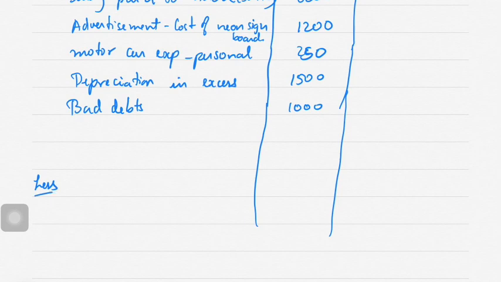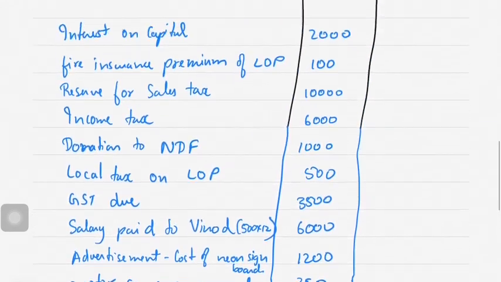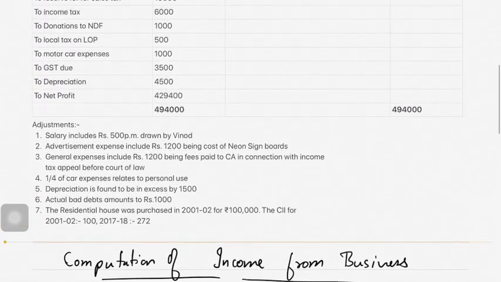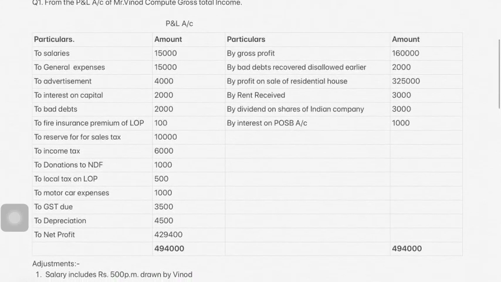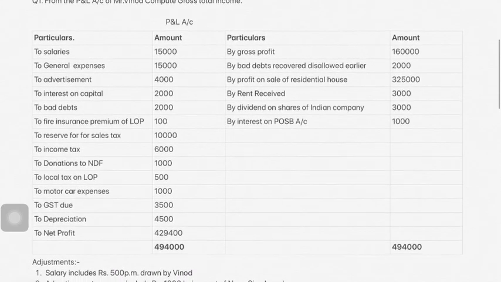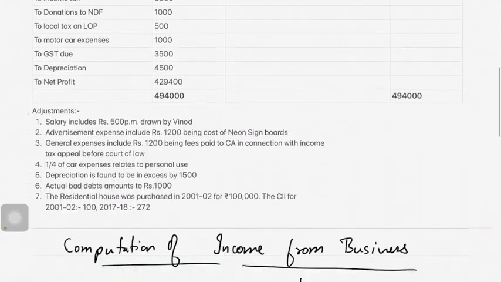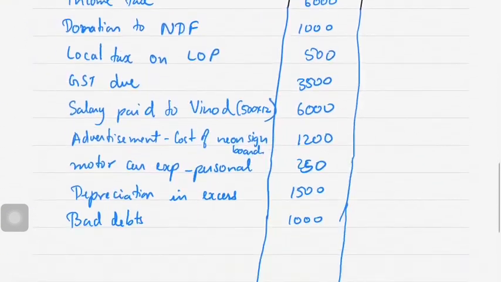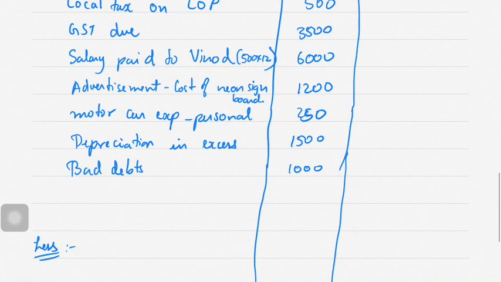Now we'll subtract. I'm just leaving two lines. If I have missed anything, then I'll add it back. Okay. Now let's see the income side. Bad debts recovered, disallowed earlier, that you have to subtract, because on that you have bad debts disallowed, which means you have already paid tax on the disallowed amount, so you will not pay tax again. So that's why it is subtracted.